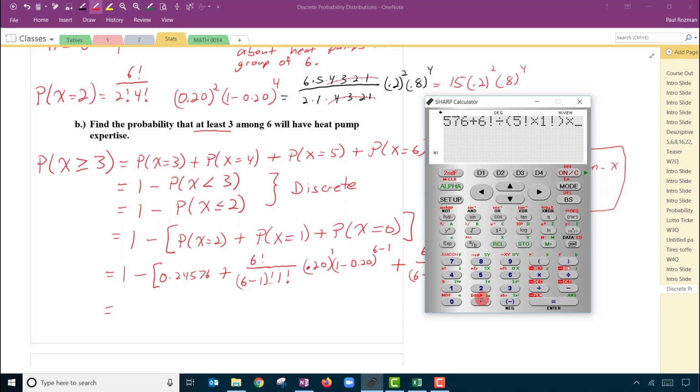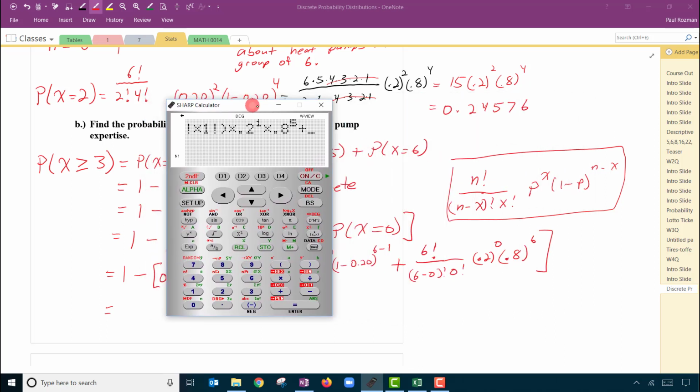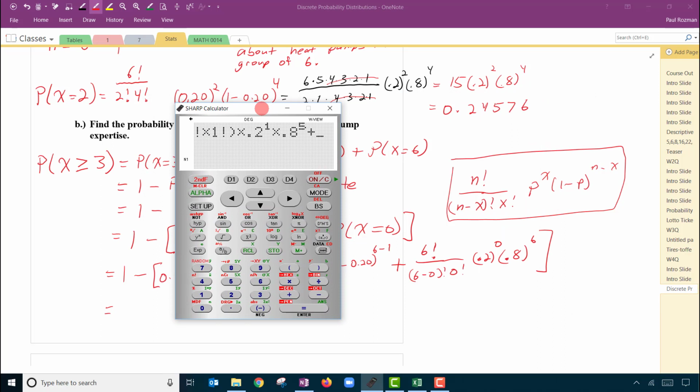And then I'm going to multiply that by 0.2 raised to the 1. And then multiply that. Then multiply that. I'm just going to simplify this bit here to 0.8 raised to the 5th. And then add the next part. We're doing this, the last piece here.